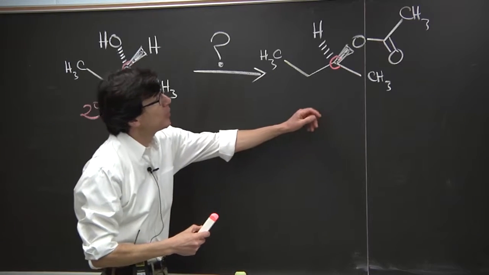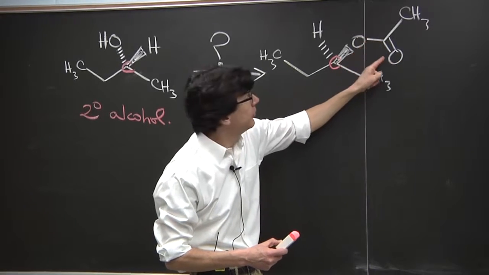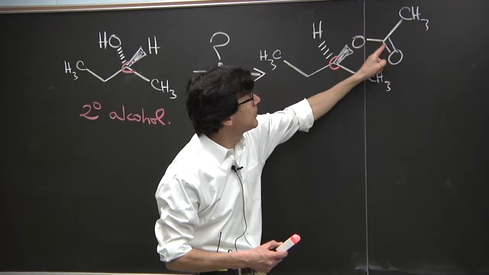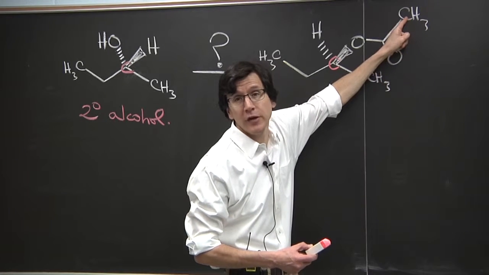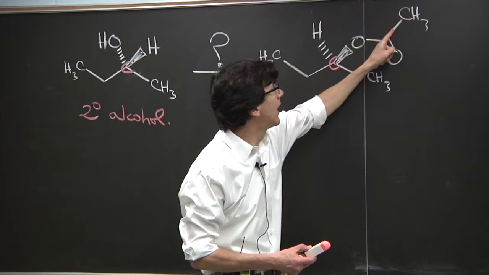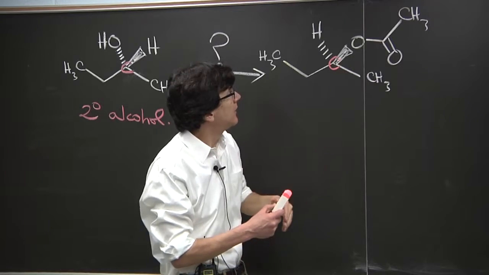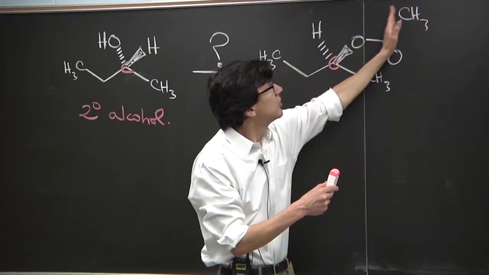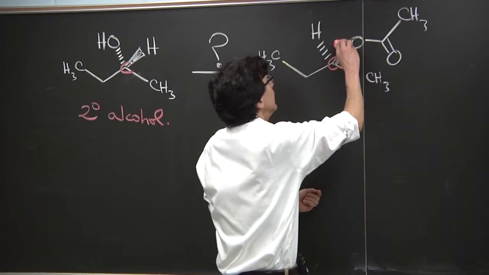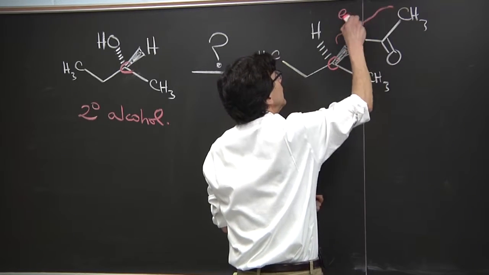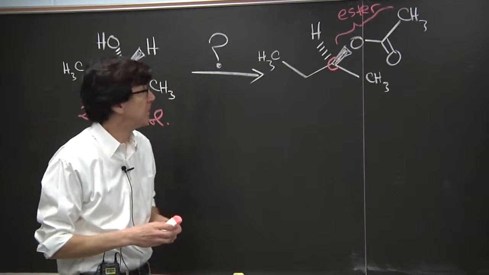Just a little bit of nomenclature review. You see our product contains this carbonyl group. What do you call a carbonyl-containing compound that has an alkyl group, or just an R group, a carbon group on one side, and an O carbon group on the other side? What is the name of just this functional group right here? This group is an ester. That's just a little bit of review.